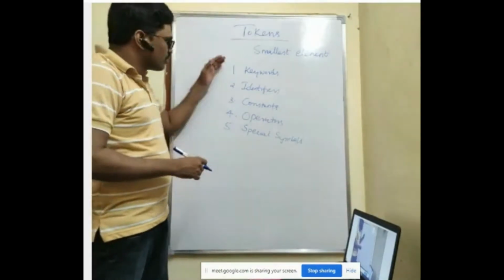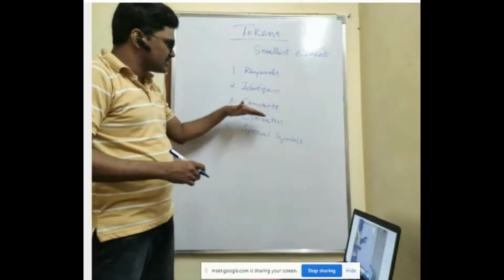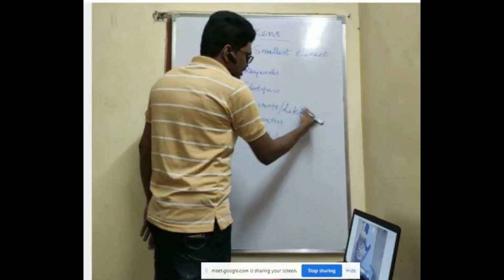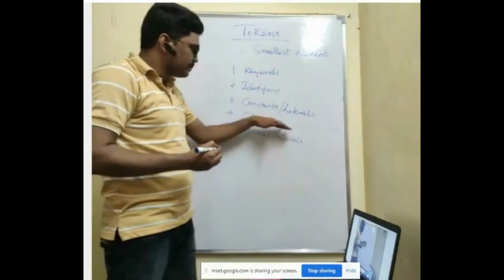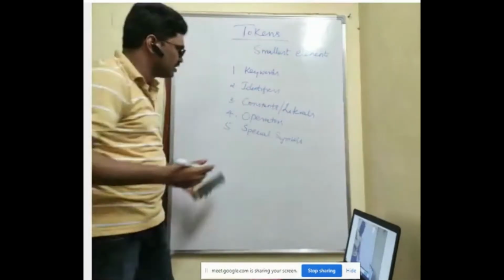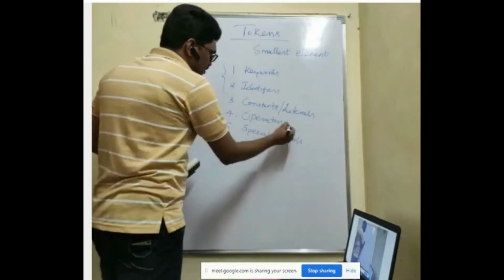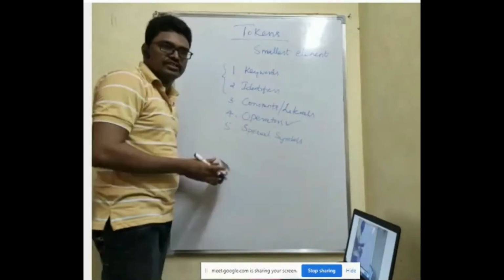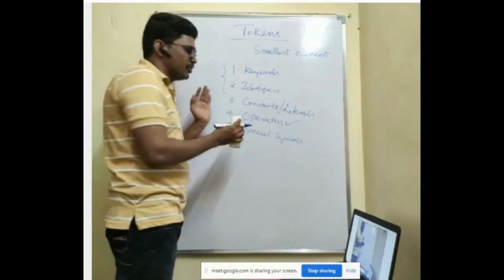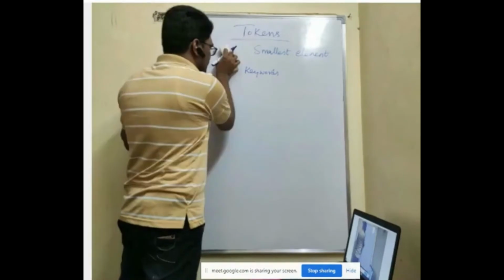So now tokens are classified into 5 types: keywords, identifiers, constants, or we'll call them literals, operators, special symbols. We'll not discuss much of these things. The first 3 we'll discuss, because if we go to operators, that itself takes so many classes. The operators are almost similar to what you have in your C language. So now we'll go with the first one, that is keywords.